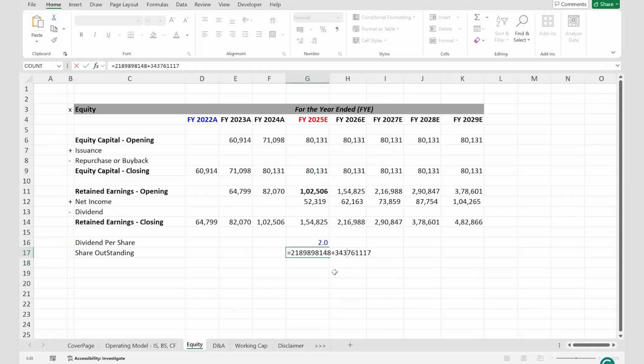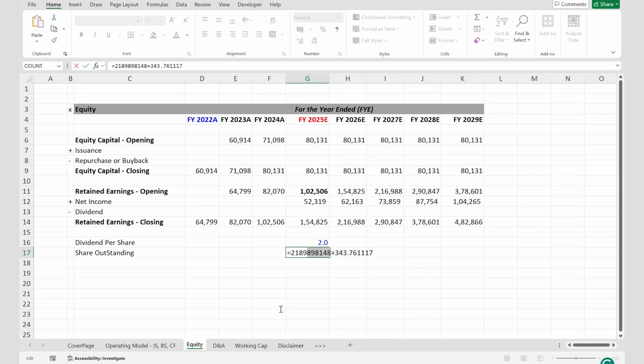I need to convert this into millions. So after 6 digits, 1, 2, 3, 4, 5, 6, can I put a decimal? Because 1 million means 10 lakhs in India. So for a million conversion, I need to put a decimal before the 6 digits. I hope you can understand this point.